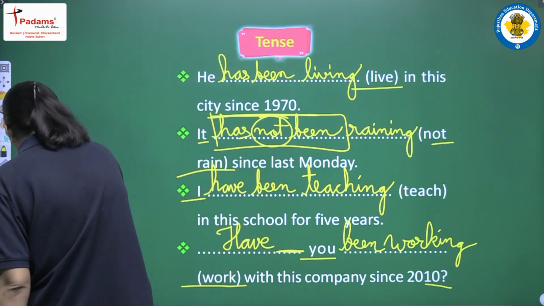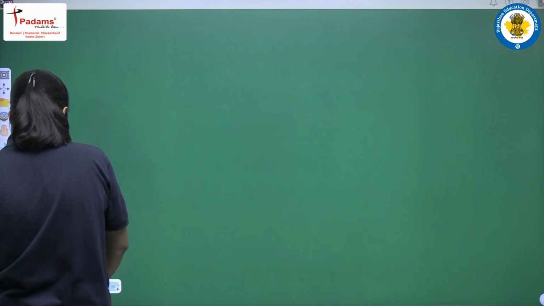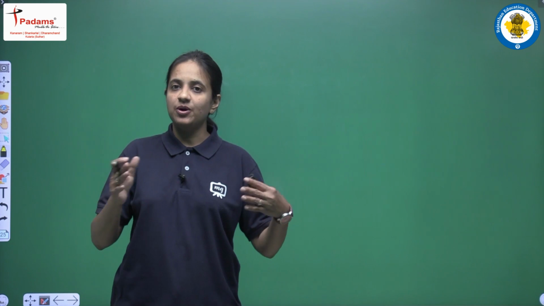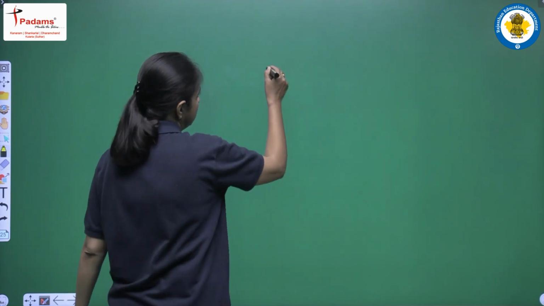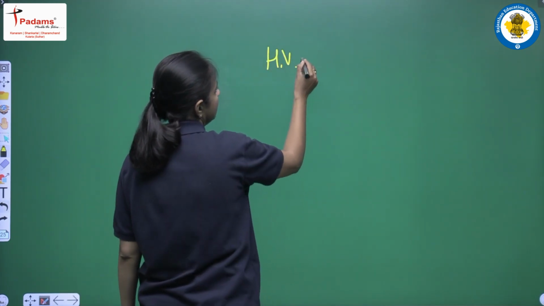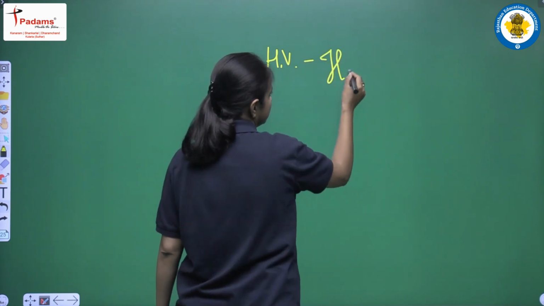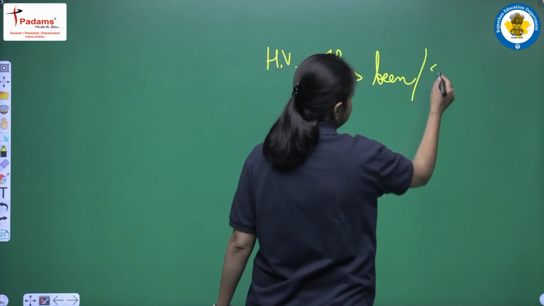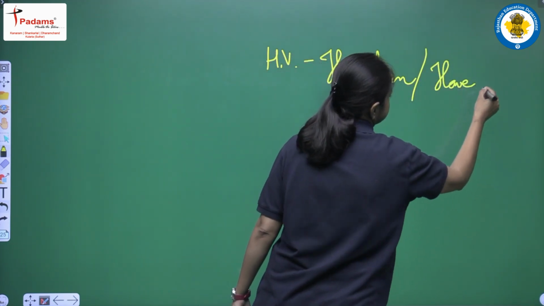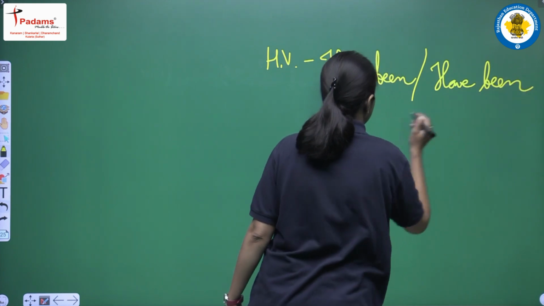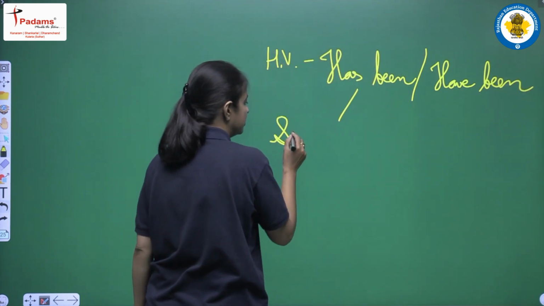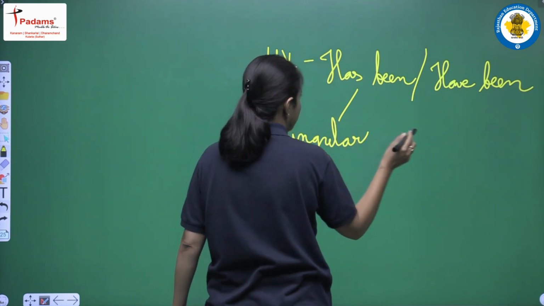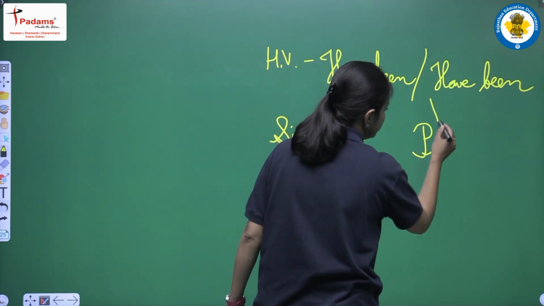So these are some of the examples, and now we have discussed all the rules, and one more time let's summarize the entire tense. Let's revise all the rules. So now we are talking about present perfect continuous tense. So first of all, if we are talking about helping verb, we are having two helping verbs. First one is has been, second is have been. Has been we always use for singular subjects. Have been we always use for plural.